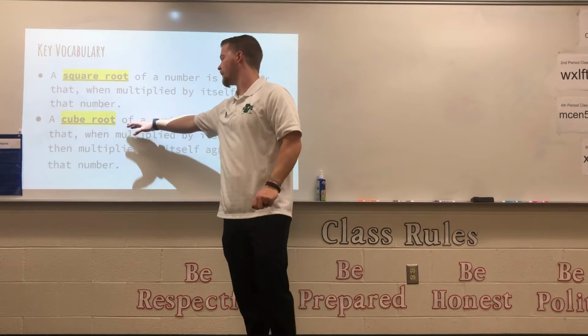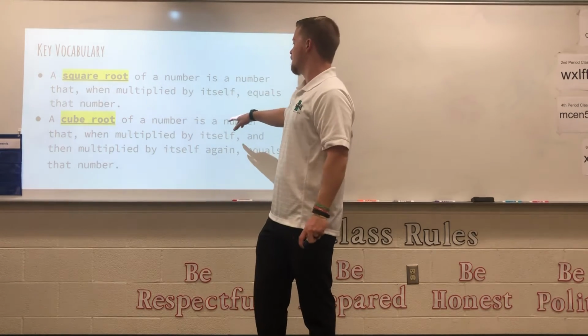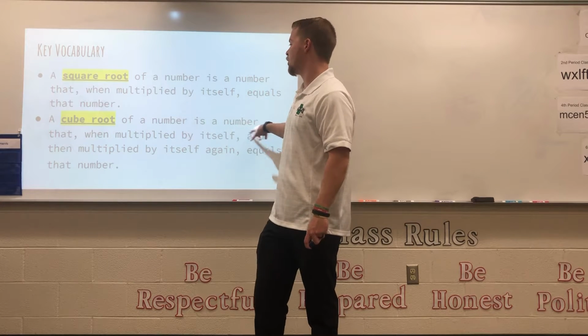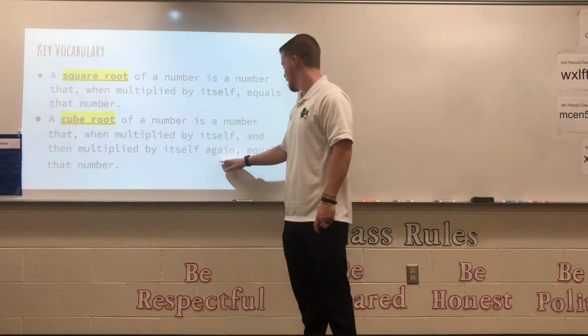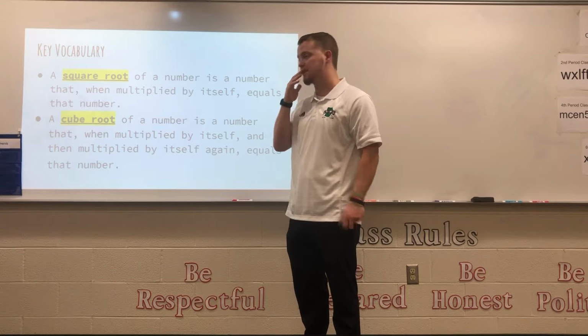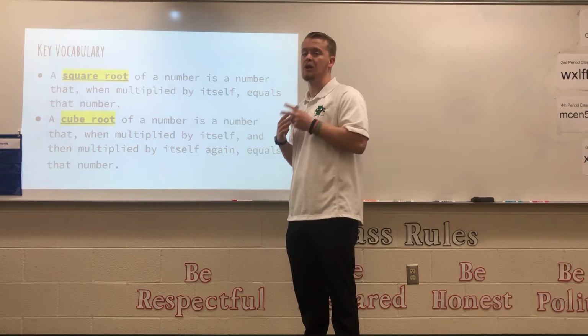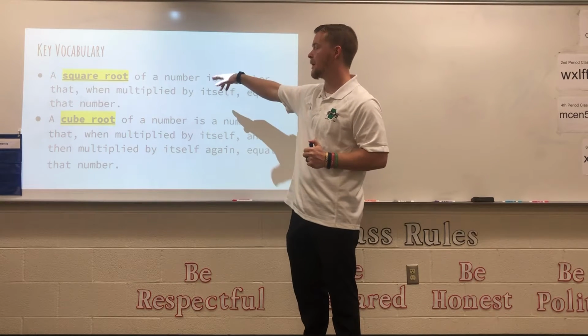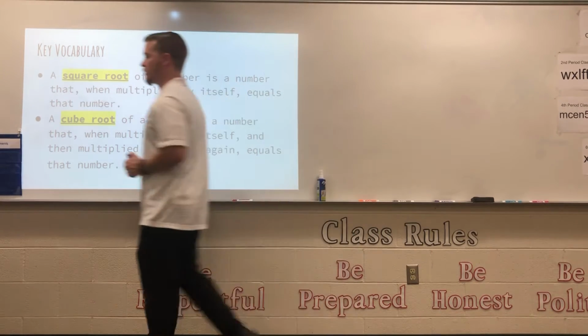And cube root, all that is a number. The cube root of a number is a number that, when multiplied by itself and then multiplied by itself again, equals that number. So this time, instead of multiplying it by itself twice, you multiply it by itself 3 times, and that is your cube root. So square is 2, cube is 3.